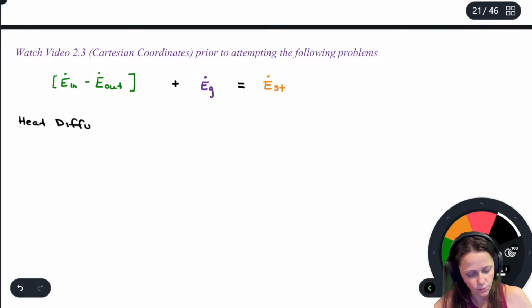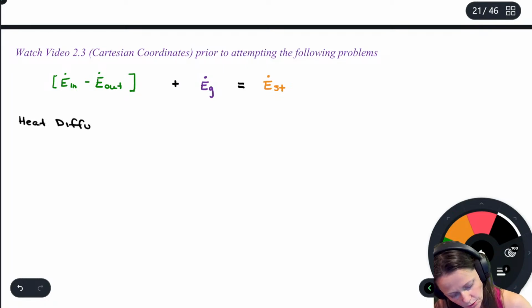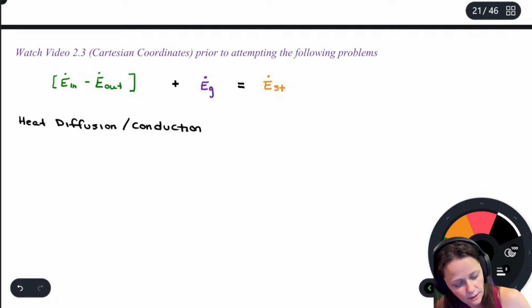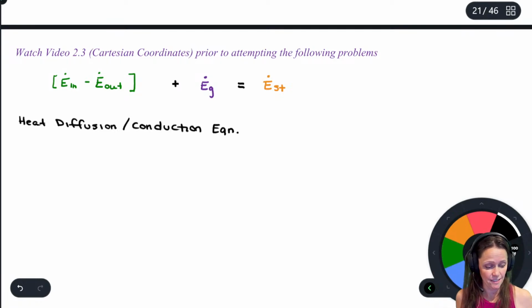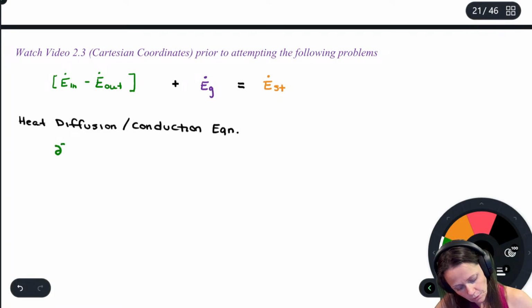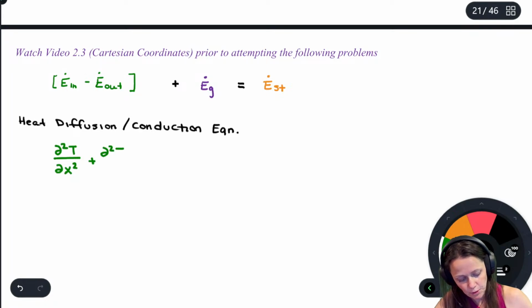So it talks about how we take that very general form and get what's called our heat diffusion or heat conduction equation, which again, is just a glorified energy balance. That's it. All right, so it's going to look like this. We've got the second partial derivative of the temperature with respect to x, plus the same thing, second partial with respect to y, plus second partial with respect to z.